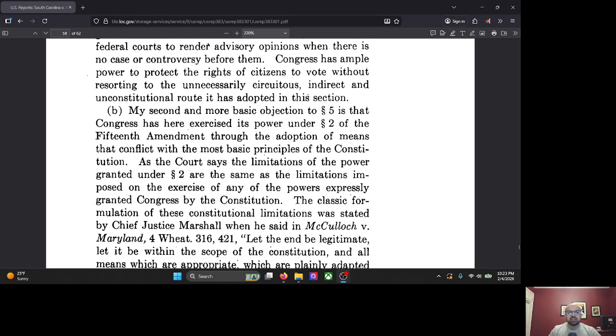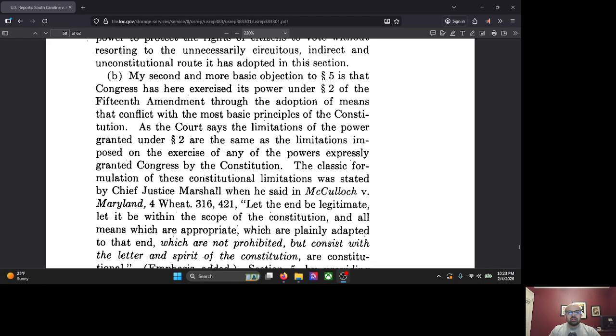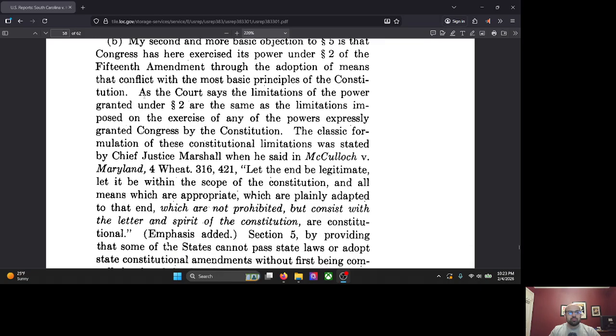B. My second and more basic objection to subsection 5 is that Congress has here exercised its power under subsection 2 of the 15th Amendment through the adoption of means that conflict with the most basic principles of the Constitution. As the court says, the limitations of the power granted under subsection 2 are the same as the limitations imposed on the exercise of any of the powers expressly granted Congress by the Constitution.